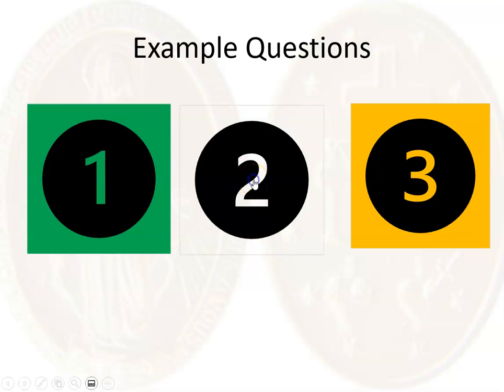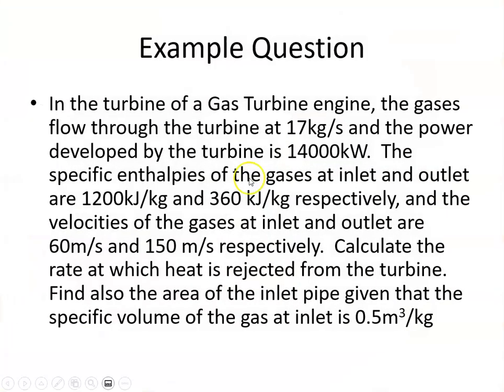Example 2. In the turbine of a gas turbine engine, the gases flow through the turbine at 17 kilograms per second, and the power developed by the turbine is 14,000 kilowatts. The specific enthalpies of the gases at inlet and outlet are 1,200 kilojoules per kilogram and 360 kilojoules per kilogram respectively, and the velocities of the gases at inlet and outlet are 60 meters per second and 150 meters per second respectively.